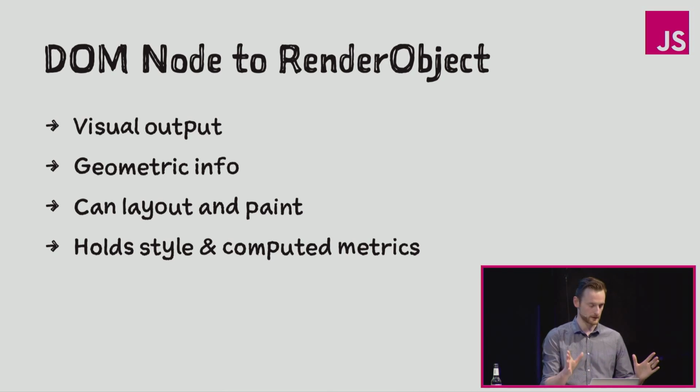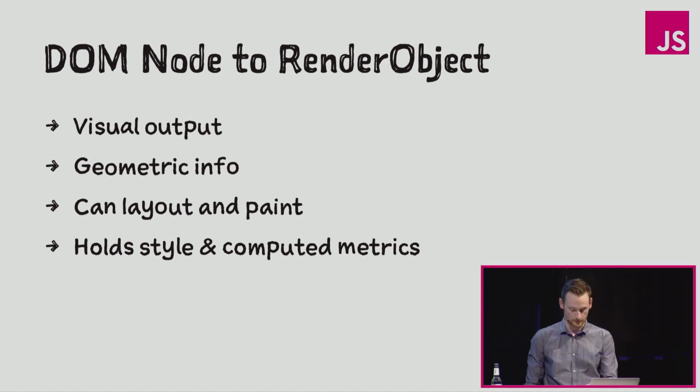So if it's floating, it needs to obviously have multiple elements. If it's got to float it before it, it'll need to sit next to it. If it's position absolute, it's taken out of the flow and positioned based on, like, if a parent has position relative, for example. And it'll hold styles and computed metrics about itself. So it'll hold its font size, its width, its height.